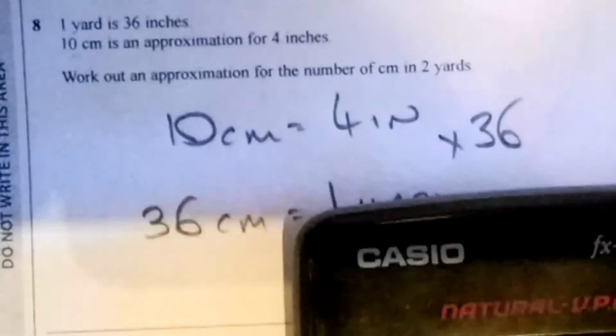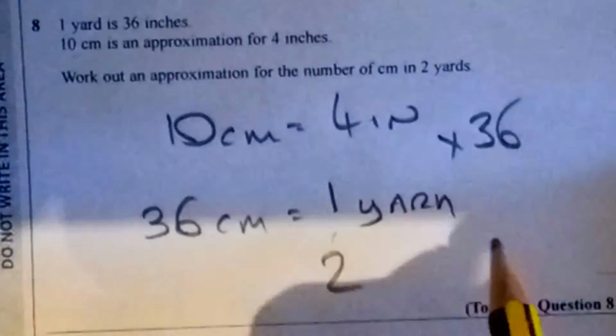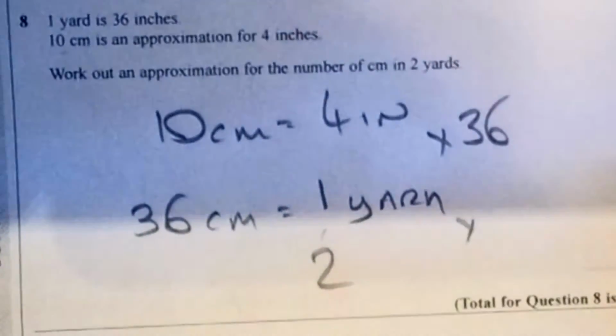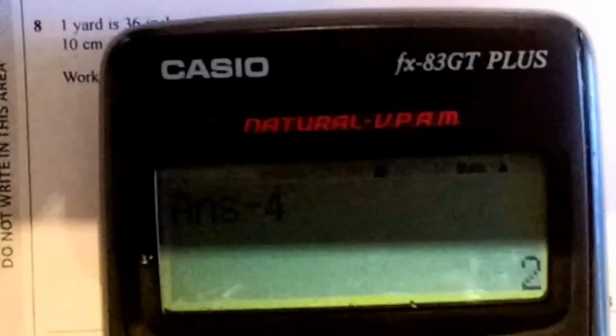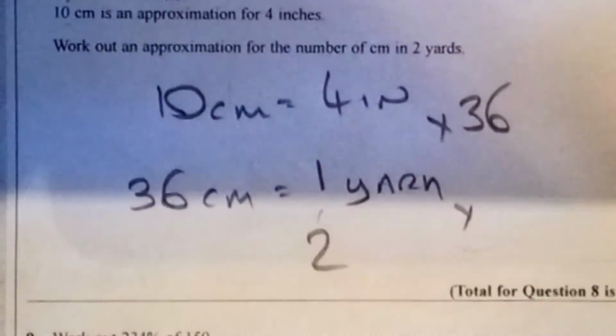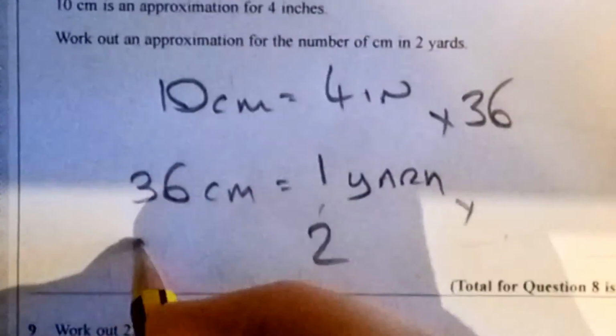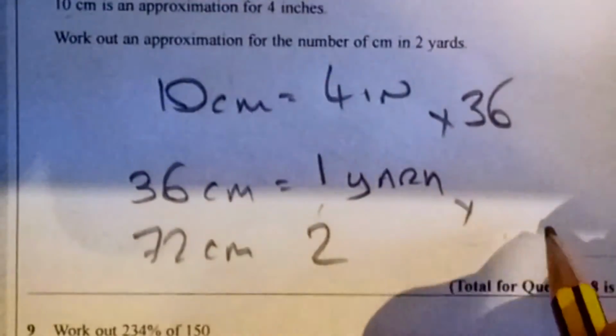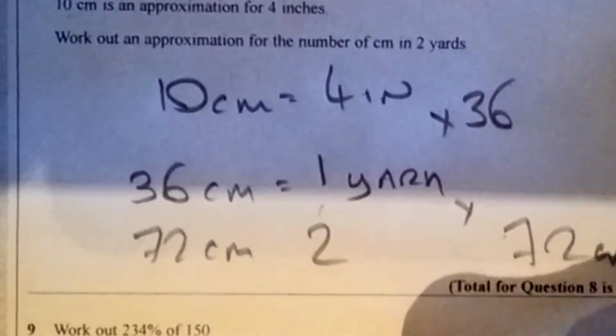36 can be a tricky number, so I'm actually going to use my calculator. To get from 1 yard to 2 yards, I have to times 36 by 2, which is 72. So my answer is going to be 72 centimetres.